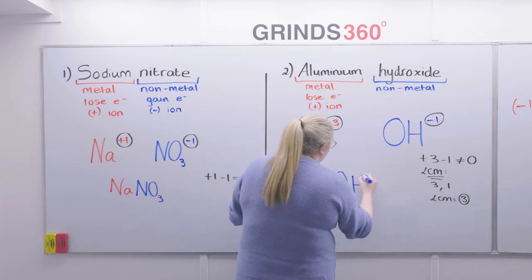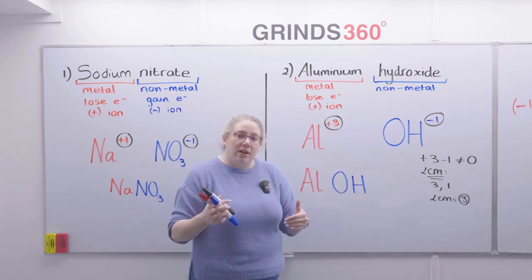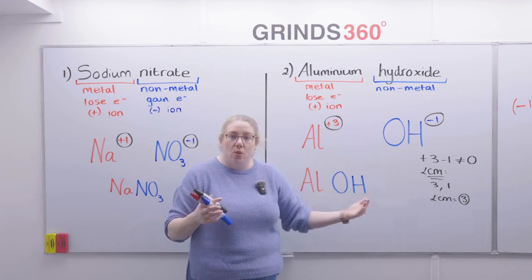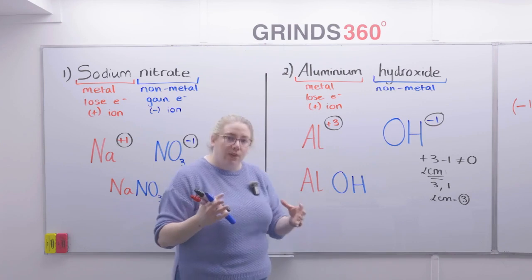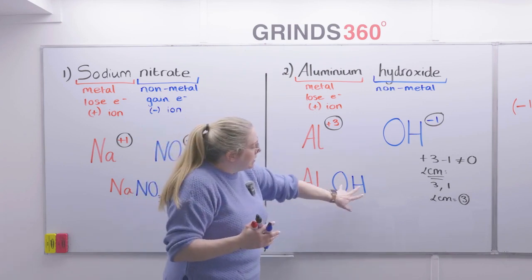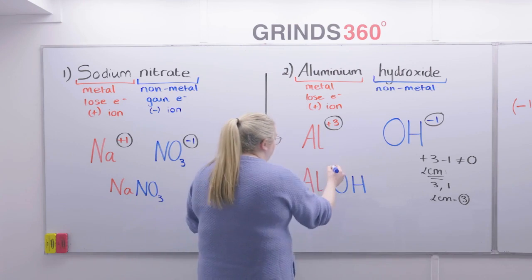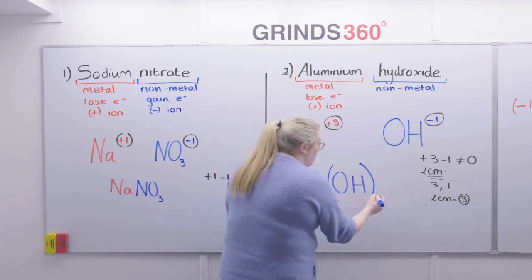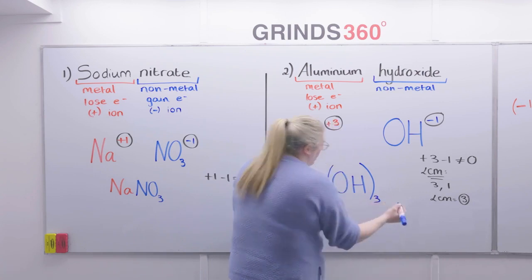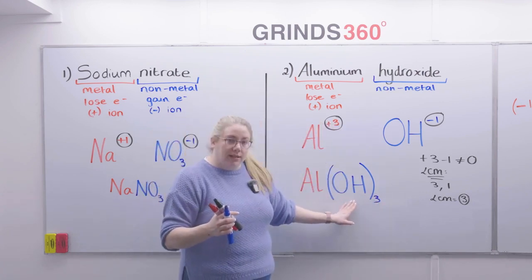Now, this is where you need brackets. What I've just worked out is I need 3 hydroxides in the formula, so that's more than 1. When you have more than 1, you must put brackets around the full polyatomic ion. So the polyatomic here is the hydroxide, so put a bracket around the whole thing, and then you put the number outside on the bottom right, like that. So that's aluminium with 3 hydroxides.